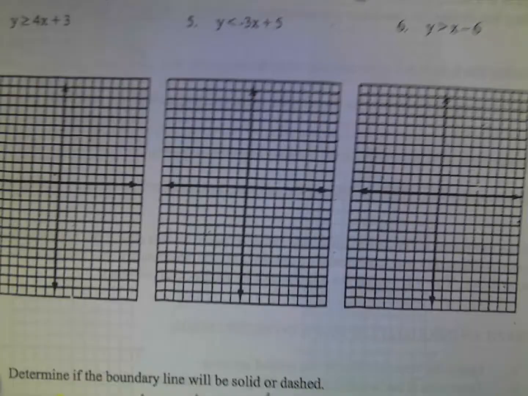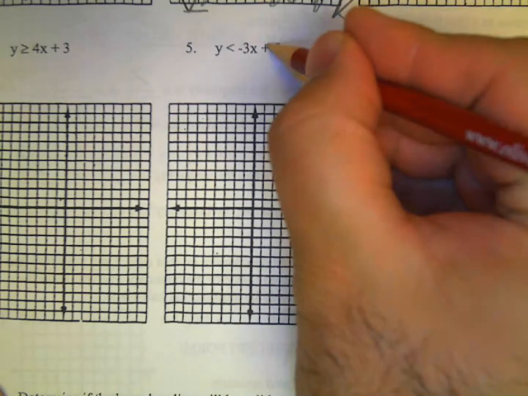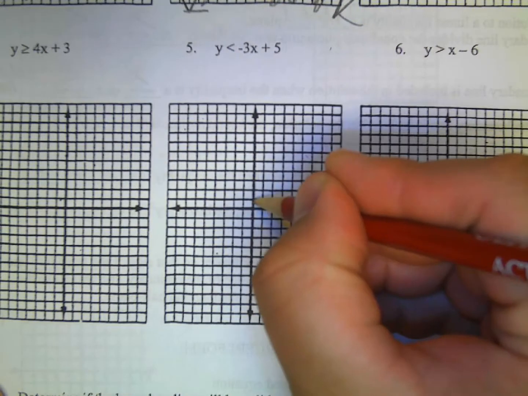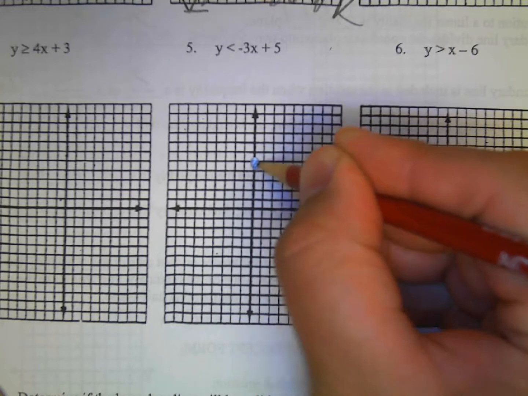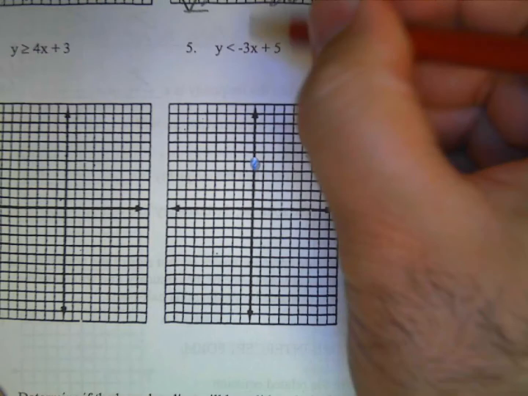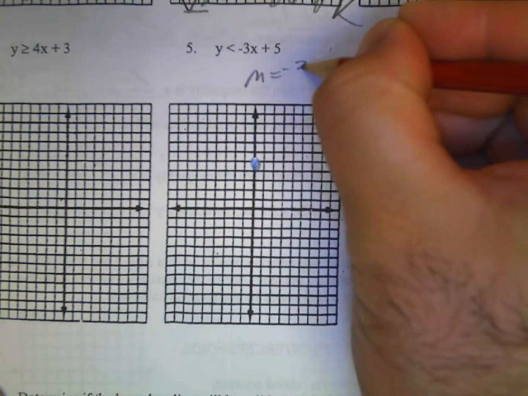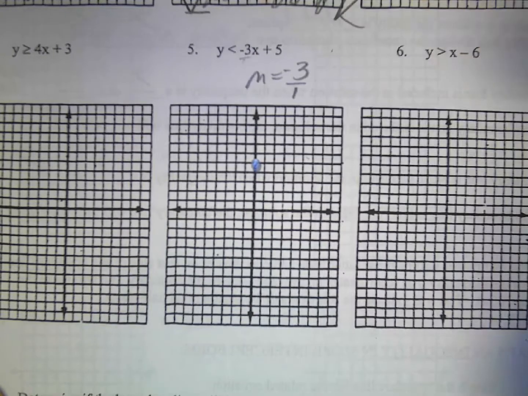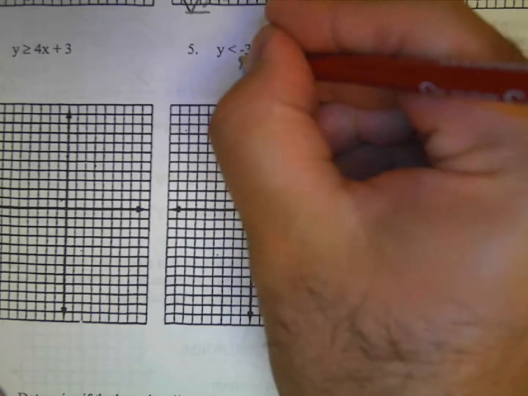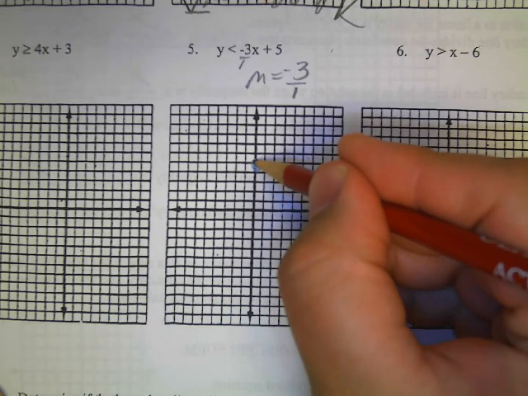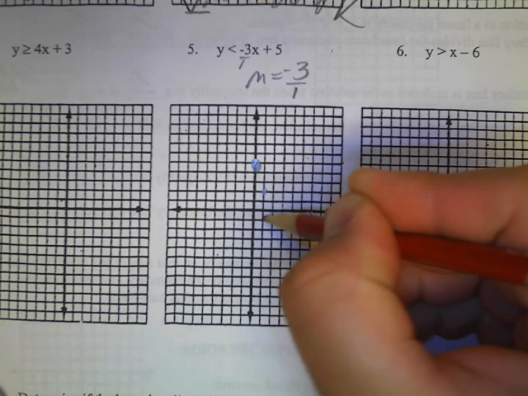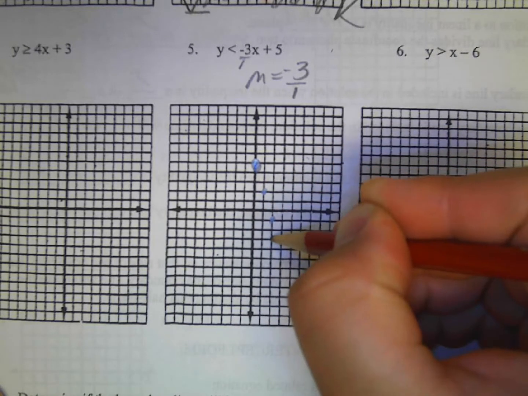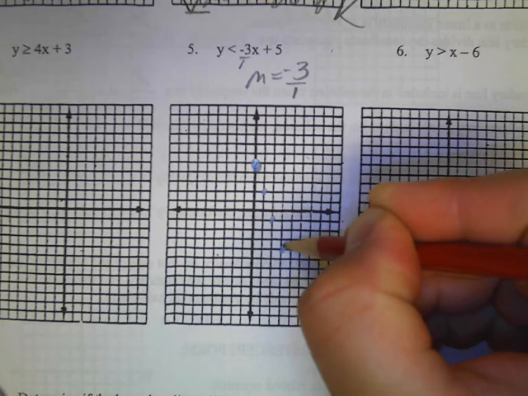But number 5, I'm going to plot my 5 right here. 1, 2, 3, 4, 5. And my slope is -3. So I'm going to just put a 1 under it to help me with my rise over run. So -3, I'm going to go down 3 over 1. Down 3 over 1. Down 3 over 1.